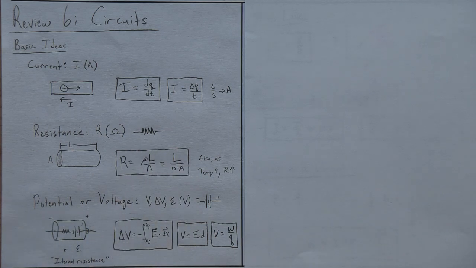Okay, potential or voltage, different symbols for that. V, delta V, emf, but the units are in volts. So again, look at this recycled symbol. This is voltage, the variable. This is volts, the unit, right? So it can get a little confusing in the circuits topic.